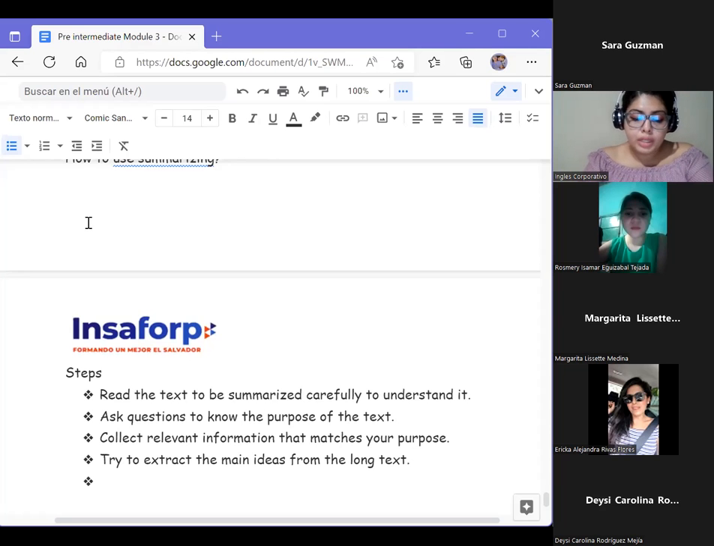And also, we can... the structure of the text must get changed after collecting the main ideas from the larger text.